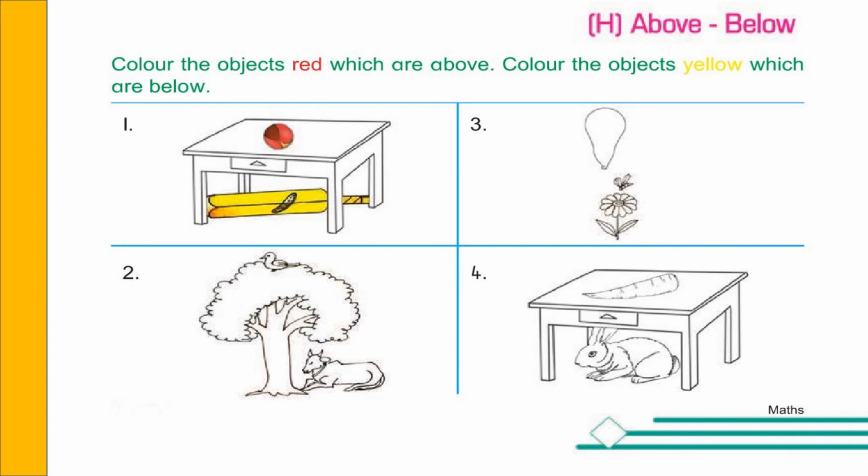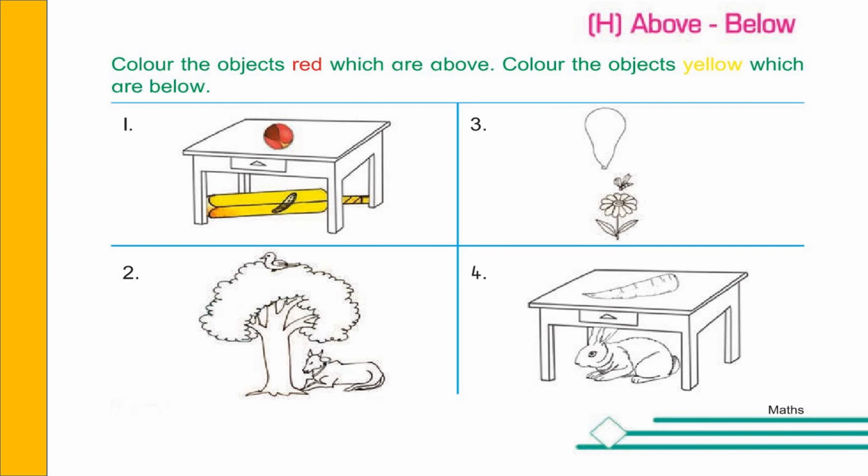This is an example. Here the question is little tricky. They are not using A for above, B for ball or below, but they are giving a color for above, that is red, and yellow for below. Okay, so all the objects or things that are up above are given red color and all the objects that are below are given yellow color.